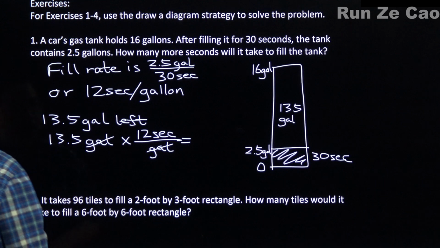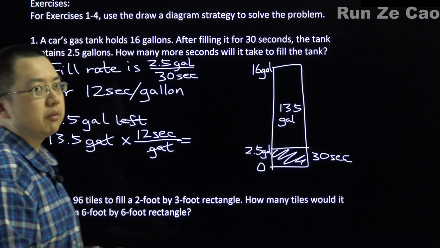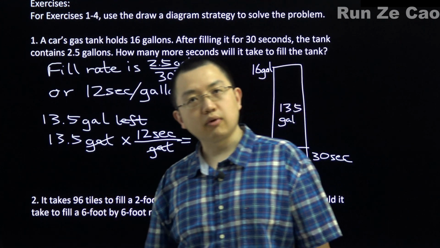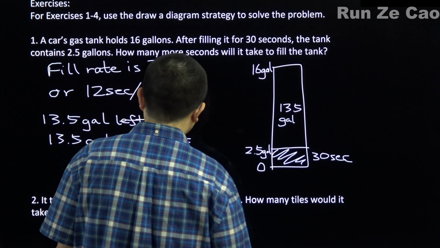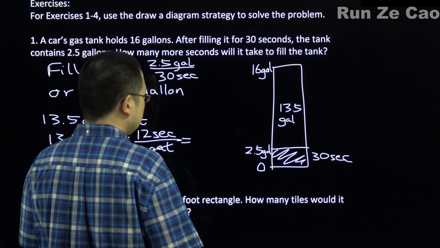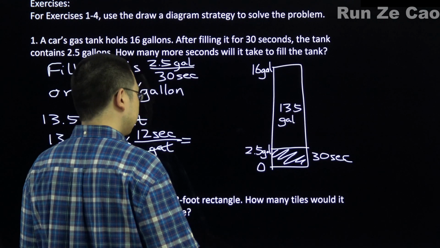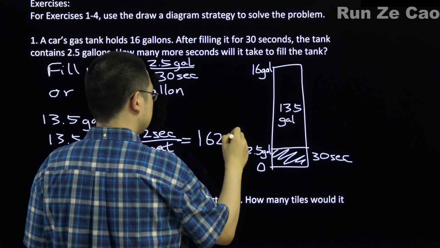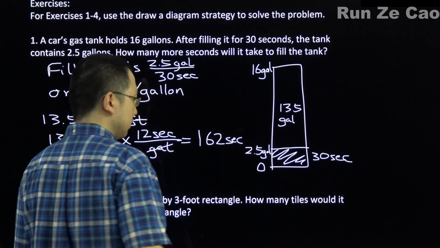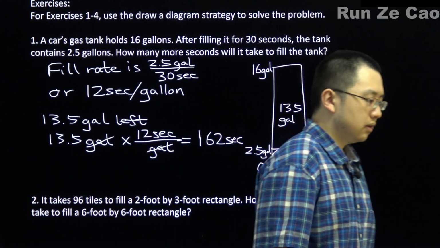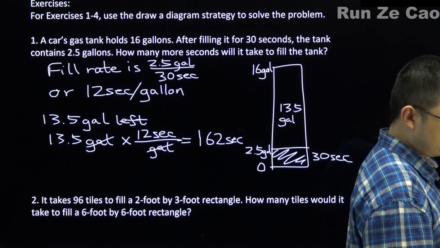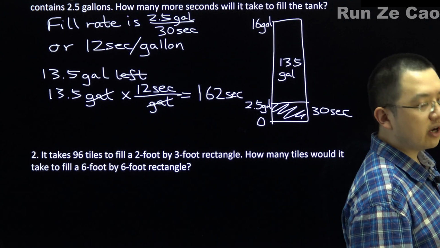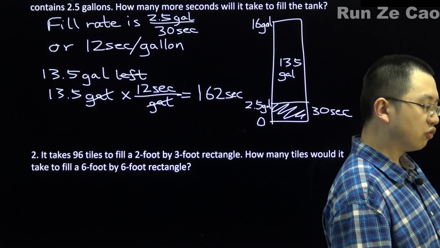13.5 times 12 is what? Well, 12 times 12 is 144. And then you have a 1.5 times 12, which is 18. 144 plus 18 is 162 seconds. Now, our statement would be it would take 162 more seconds to fill the tank.